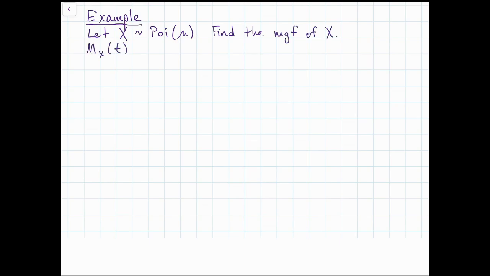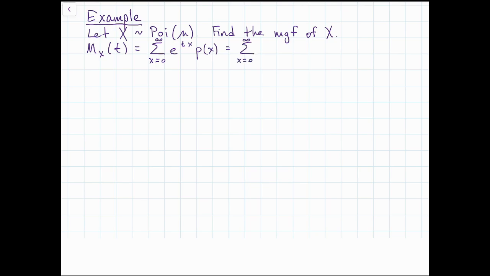So let's look at an example. Imagine we have X as a Poisson random variable with parameter mu. I want to find the moment generating function, and then we can use it to find other things about it. So M_X of t, this is a discrete random variable, so we'll have the sum over all possible values of x of e to the tx times that probability function p of x.